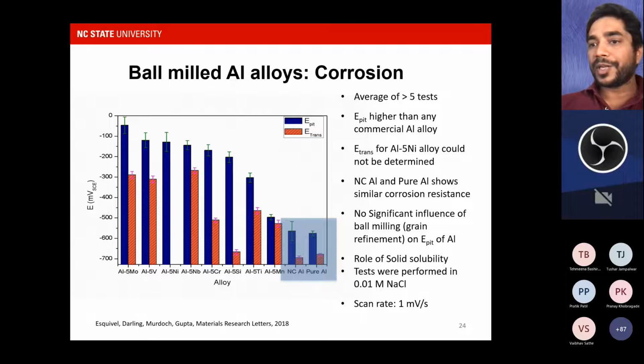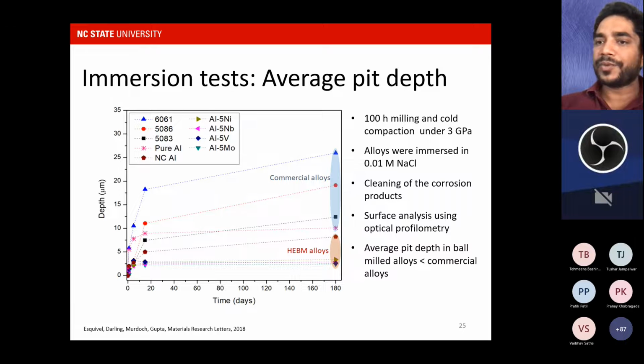Now, this electrochemical data tells us about some short-term electrochemical tests, right? So they give us a good indication of the corrosion performance, but we really wanted to see what happens if we immerse this material for a long time. If we put them in service conditions, what could happen. So what we did was we put these alloys in salt water and measured the change in the pit size and pit depth for 6 months.